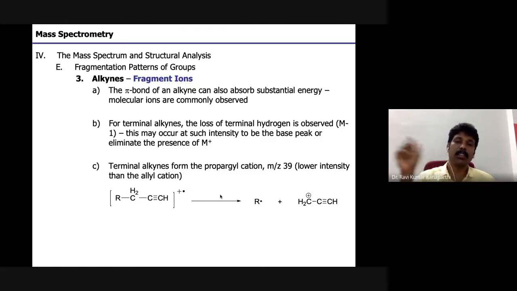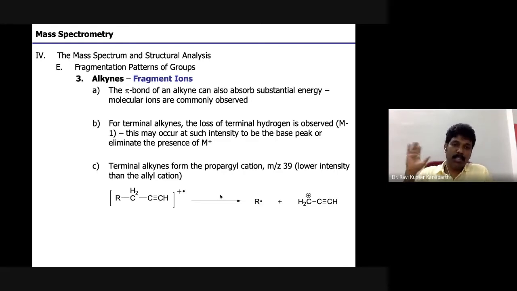If you have a long chain alkyne, where the triple bond is present at one extreme, either on the left hand side or the right hand side, then it immediately loses one hydrogen, and that will give you an M minus 1 peak. So M minus 1 peak is one probability. Whenever you see an M minus 1 peak, it can be alkyne. Of course, it is one possibility, but there are other things also that we will discuss as we proceed.